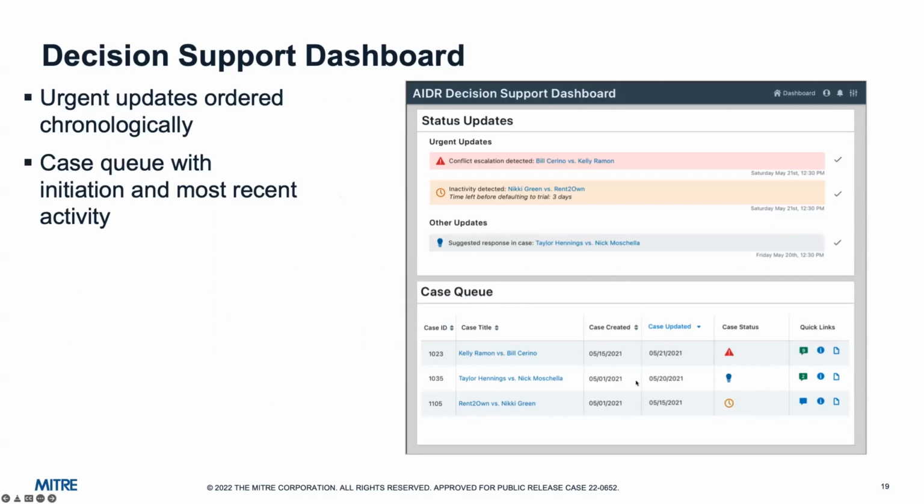So one of them is a case queue that shows the cases that are assigned to the facilitator. I think this pretty closely reflects the existing, I think it's pretty typical for ODR systems, but it does have some alerts that are somewhat distinctive. So there's an alert panel that says, for example, there's a conflict escalation, meaning that the sentiment is getting more and more negative in this discussion, and you might want to intervene. Here's another one. It's detecting that one of the parties is not responding, and there's some chance of the default occurring, or the time limit running out. And here's another one, that there's a suggested response in this certain case.